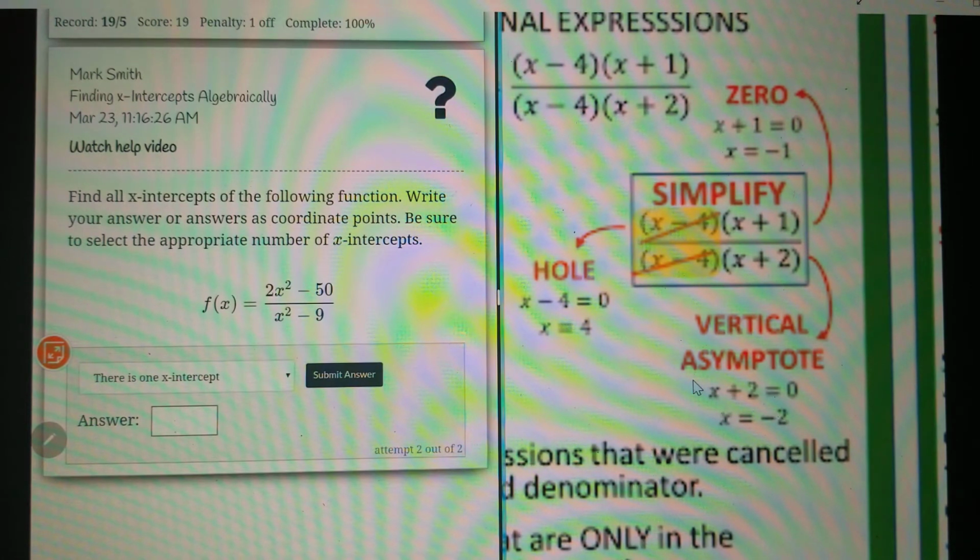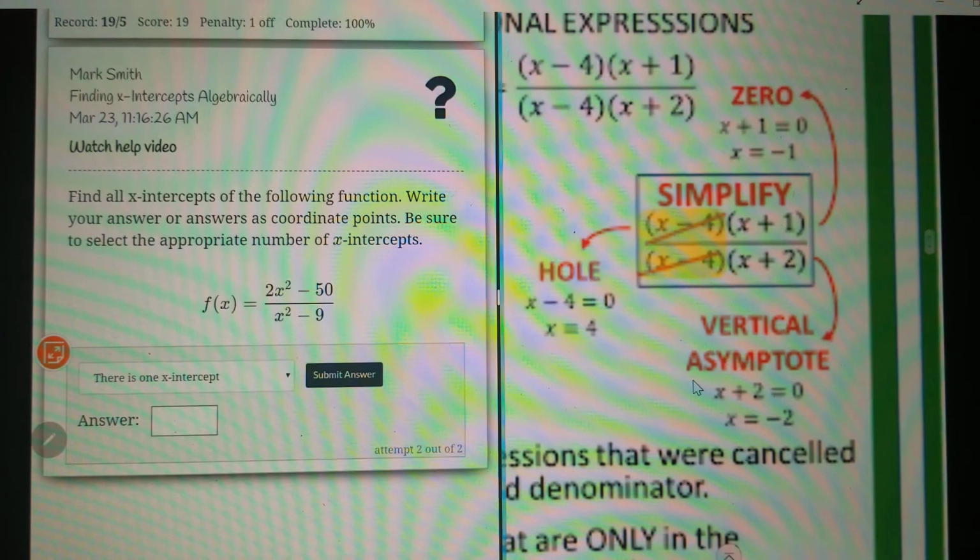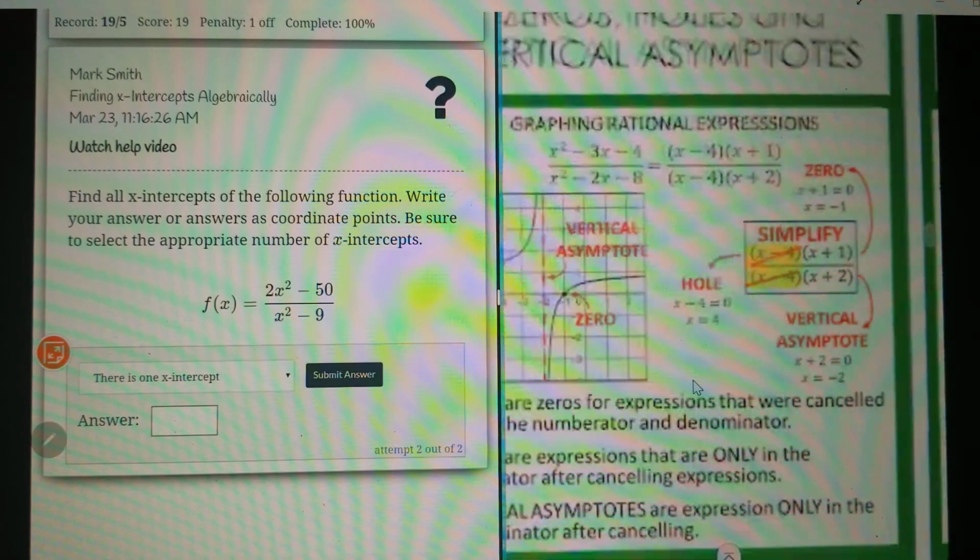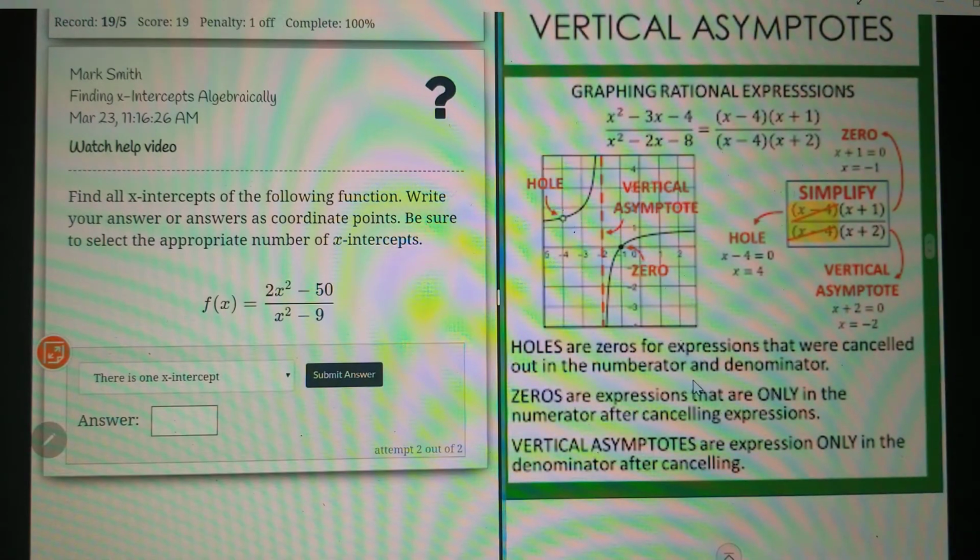After we're done canceling those out, anything that's left in the numerator is a zero, and anything that's left in the denominator is a vertical asymptote. So, there's our little rules right there. Holes are zeros for expressions that were canceled out in the numerator and denominator. Notice I misspelled that. Zeros are expressions that are only in the numerator after canceling, and vertical asymptotes are expressions only in the denominator after canceling. All right, so we're looking for zeros that are only in the numerator after canceling.